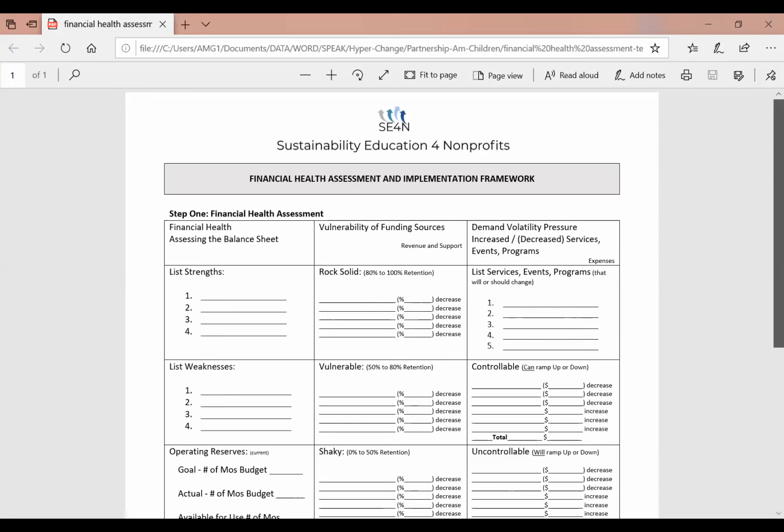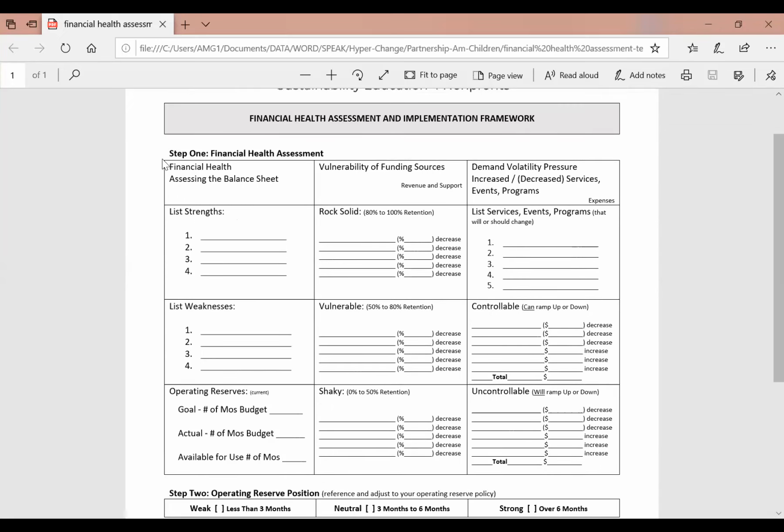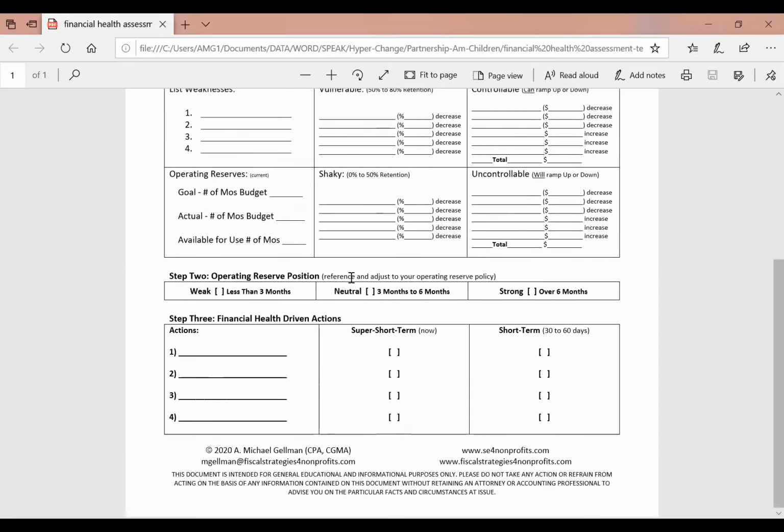I want to show you that the top of the worksheet has step one. You see that up here, financial health assessment. It's made in three parts. We'll come back to that in a minute. Step two is in the middle, operating reserve policy position: weak, neutral, strong. And then step three is the super short-term steps we're going to take. And I'm going to talk about each of these.